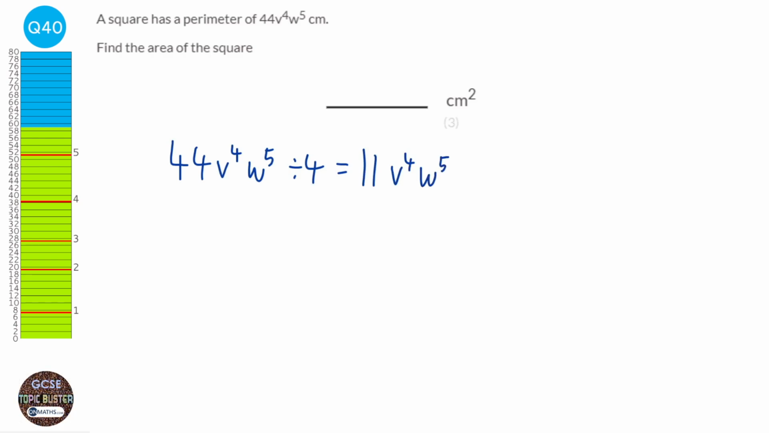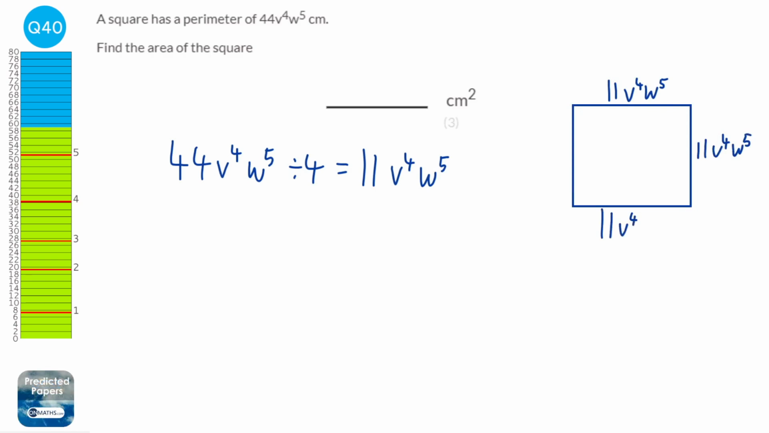Some people will try and do something with the v to the power 4 w to the power 5, but if you think about it, if I just draw out my square, if it's 11v to the power 4 w to the power 5 all the way around, when you add, you don't add the v to the power 4 w to the power 5, it's just going to be 11 lots, another 11 lot, another lot of 11, and another lot of 11. So it's 44 v to the power 4 w to the power 5 in total.